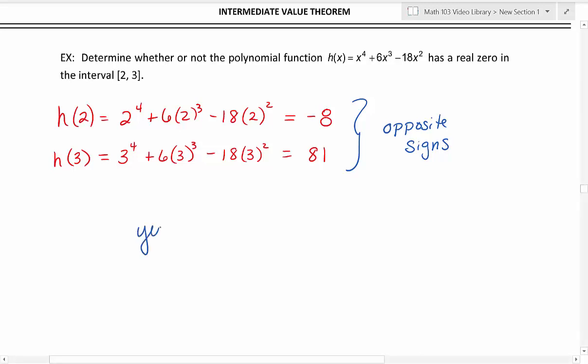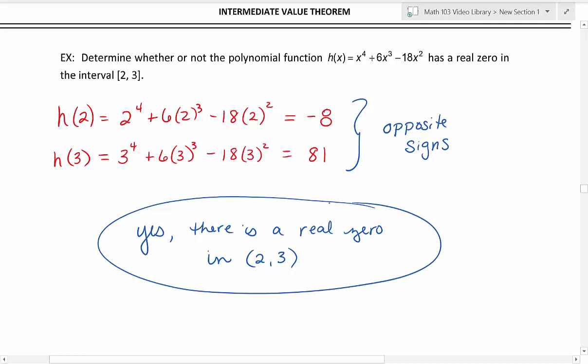So yes, there is a real zero in the interval (2, 3). Now you'll notice that the given interval had square brackets on it, including the endpoints, but when we write our answer, we need to use an open interval, having parentheses on it. Because what we're doing here is saying that there's a real zero in between 2 and 3, therefore we cannot include either 2 or 3.